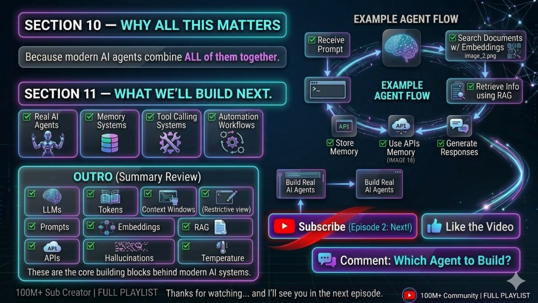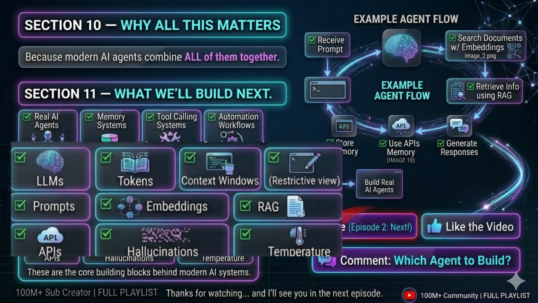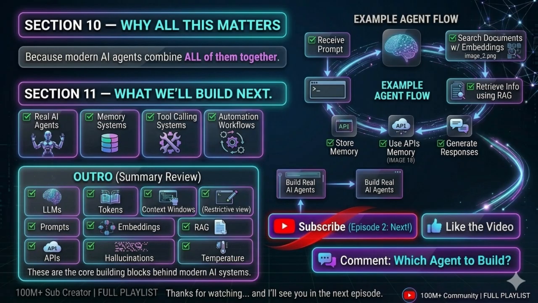So that's the AI foundation you need before building AI agents. We covered LLMs, tokens, context window, prompts, embeddings, RAG, APIs, hallucination, and temperature. These are the core building blocks behind modern AI systems. In the next episode, we will begin setting up our development environment and preparing to build our first AI agent.